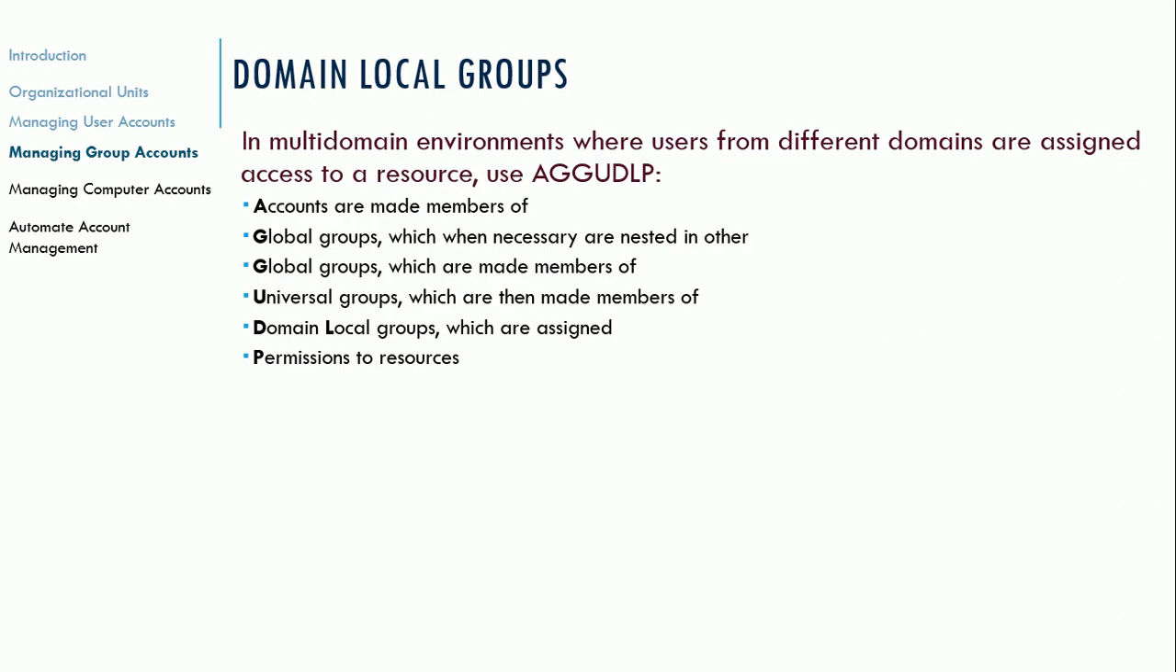And then going to the next level, accounts can be members of global groups, and when necessary, nested in other global groups, which are made members of universal groups, which are then made members of domain local groups, which are assigned permissions. And that is how the permissions are assigned.